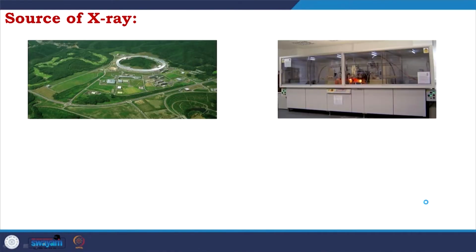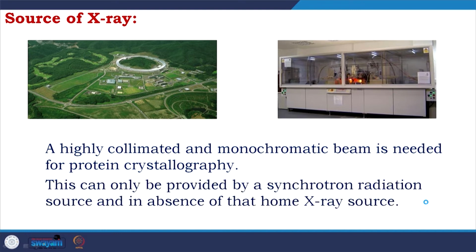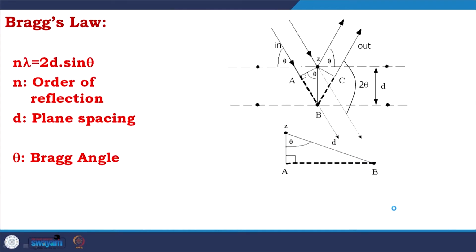We already talked about sources, but just to remind you, a highly collimated and monochromatic beam is needed for protein crystallography, and for that it can only be provided by a synchrotron radiation source, and when you do not have synchrotron radiation, you have a good X-ray home source.